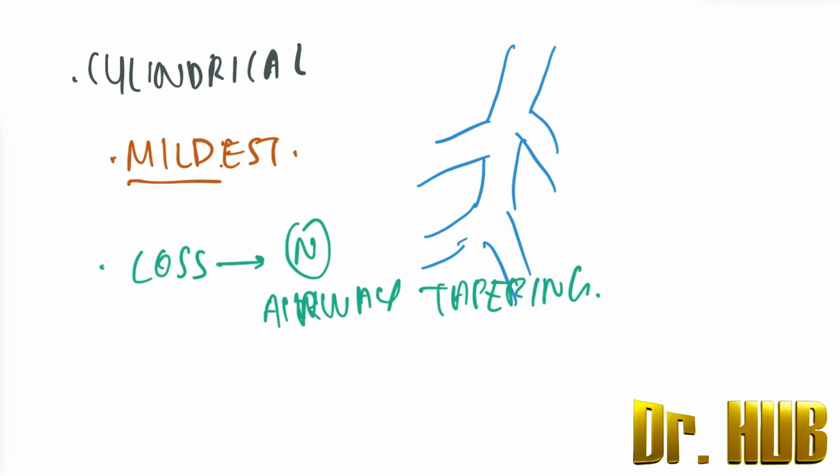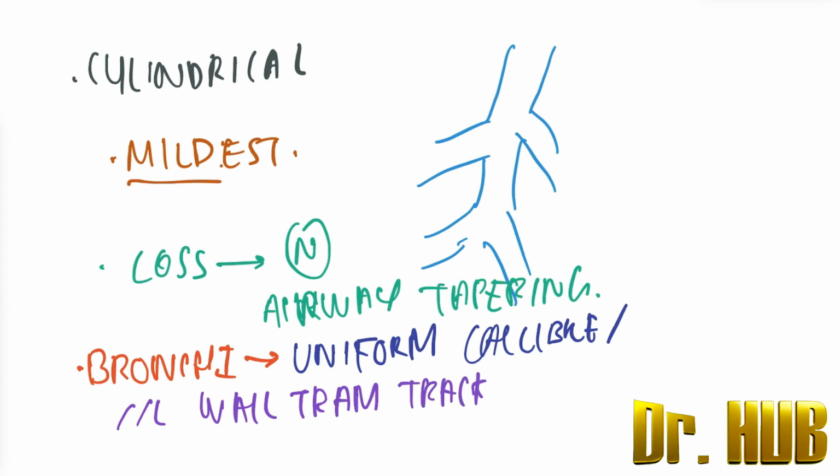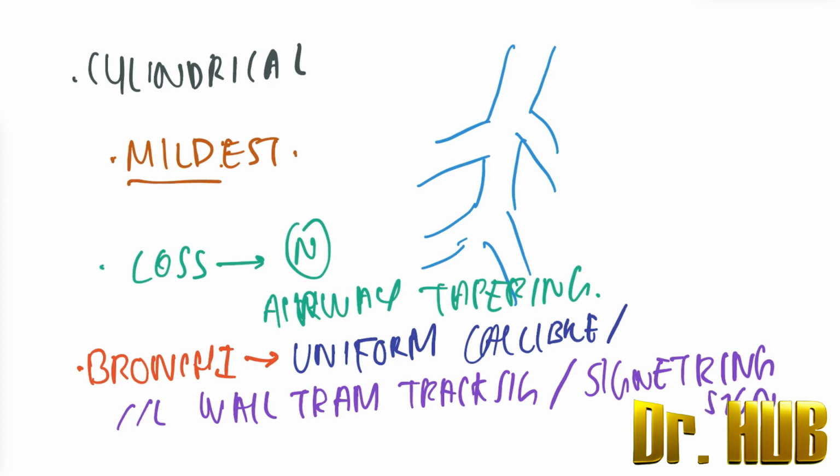Next, the bronchi have a uniform caliber, as well as a parallel wall tram track sign. As well as there is a signet ring sign, which is seen. So the tram track sign and the signet ring sign.